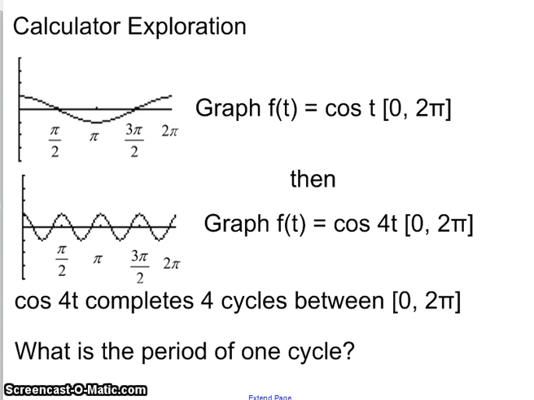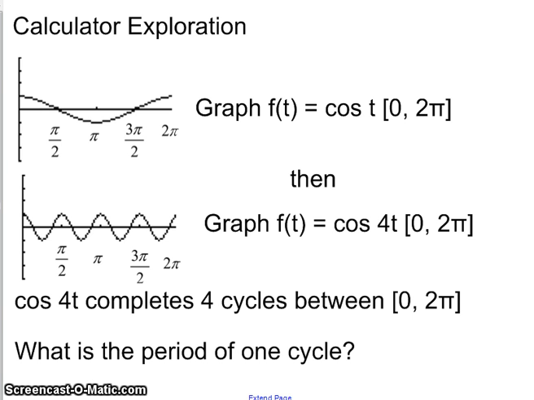Calculator exploration. What I've got here is I've already pulled up the screens on the graphing calculator for you. The first is the graph of cosine of t between 0 and 2 pi. And the second is the graph of cosine of 4t between 0 and 2 pi. Go ahead and copy that down. Go ahead and try and sketch those graphs for me, and then we'll talk about them.